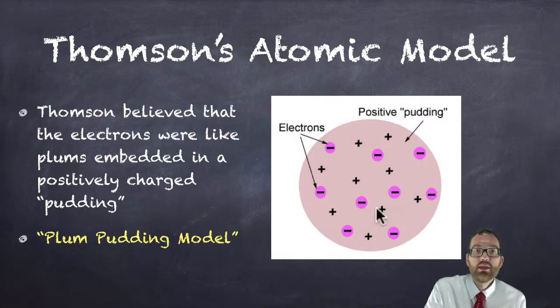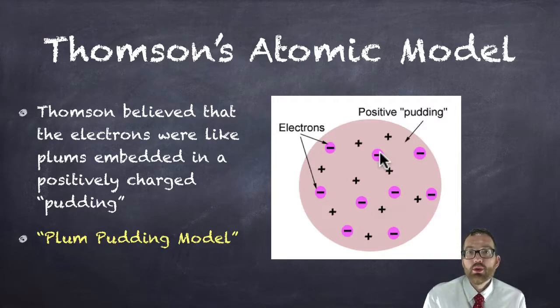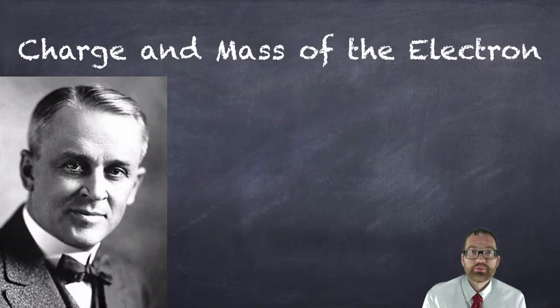So here's what it looked like. So he imagined just this field of positive charges. These were the positive charges in the atom that were balancing out the negative charges that were just randomly distributed, kind of like fruit in the bottom of a yogurt. He called it plum pudding, though.